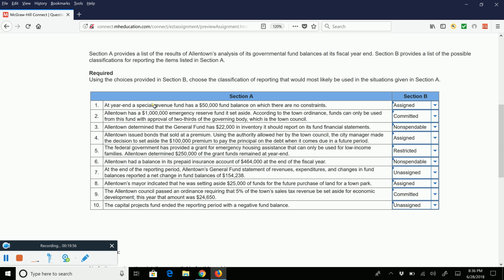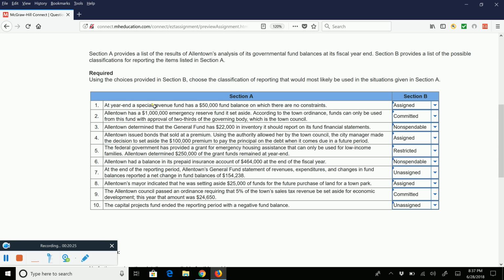Number 8, Allentown's mayor indicated that he was setting aside $25,000 of funds for future purpose of land for a town park. Well, that's the mayor, not the governing board together and voting together as a group, but the mayor. They're acting as a management member in this case, making the decision by himself or herself, right? Actually, it's a him. That's assigned. Very similar to number 4.